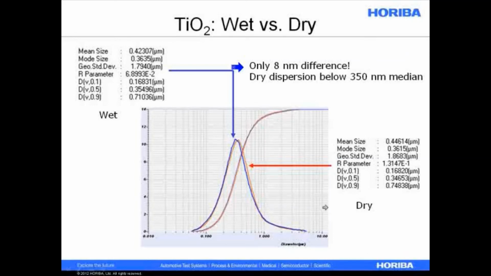The other interesting thing we note here is a dry powder being able to disperse down at 350 nanometers. I'm not sure every instrument in the world can do that. In a tail down under 100 nanometers as a dry powder, I think we're seeing one of the reasons why people who make TiO2 use HORIBA instruments, because it generates data like this.